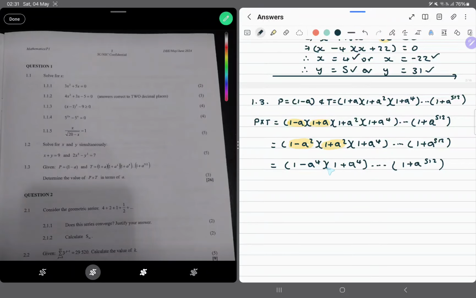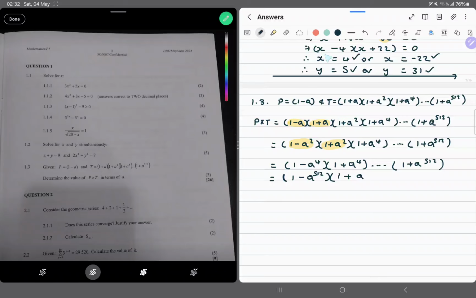So as we can see, we keep getting this difference of 2 squares. And as we keep getting them, we notice that this will affect the next term up until we get to the end. So we can just easily jump from this step now. Once you notice the pattern, you don't mind. This is going to be 1 minus A to the 512 into 1 plus A.